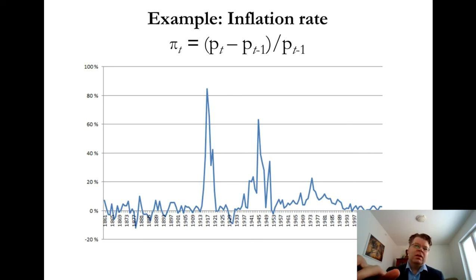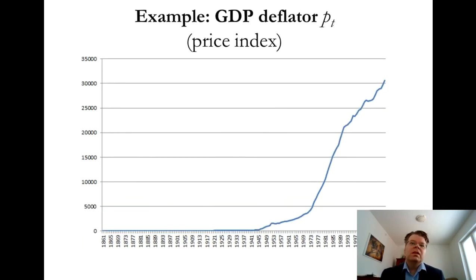Like this inflation rate, this would be a stationary series, versus something that has such obvious growth, like the price level or price index. So this would be non-stationary. So there is a growth trend.